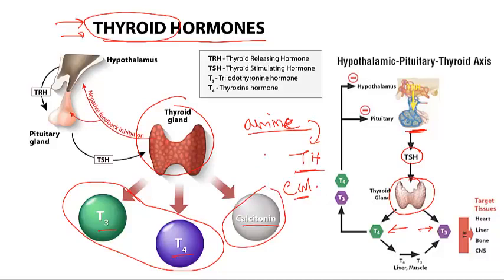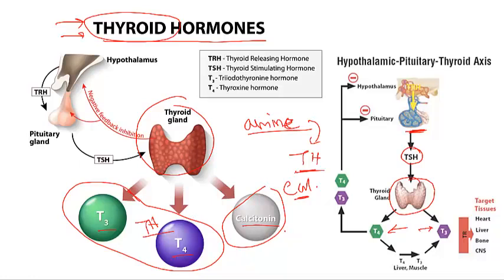Now the targets and function of these hormones: the thyroid hormones, T3 and T4, regulate mainly metabolic processes in our body. They are very essential for the normal growth of our body. They are essential for the development of the nervous system and the functionality of the nervous system in adults. And they also amplify the effect of the sympathetic nervous system in our body.